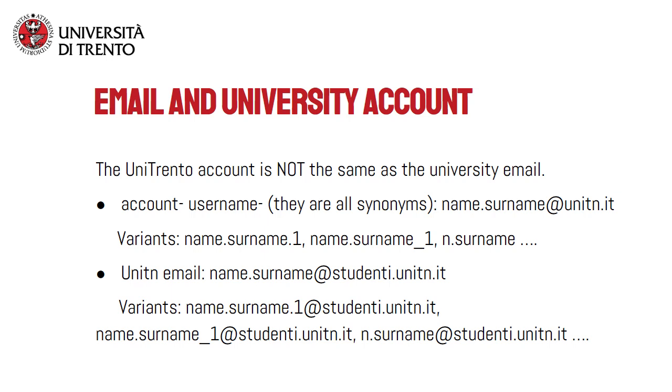The university email, on the other hand, is something else and will look like this: nome.cognome@studenti.unitrento.it. In case of homonymy, the university email will also follow what we just said for the username, and so we may have nome.cognome.1@studenti.unitrento.it or nome.cognome_1@studenti.unitrento.it.